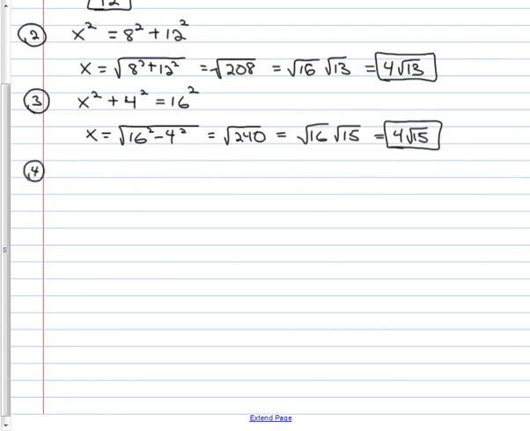Number 4. Use a Pythagorean triple to find x. Explain our reasoning. Can you figure out which family? We have a 21 and a 35. Is it a 3, 4, 5? Multiplied by what? 7. 3 times 7 is 21. 5 times 7 is 35. So 4 times 7 is 28. There's our answer. And the explanation?